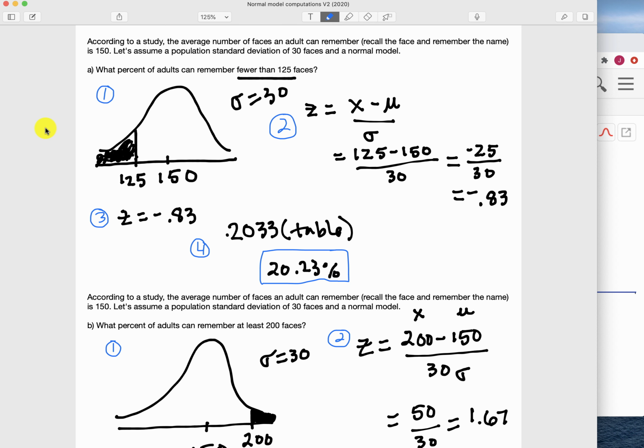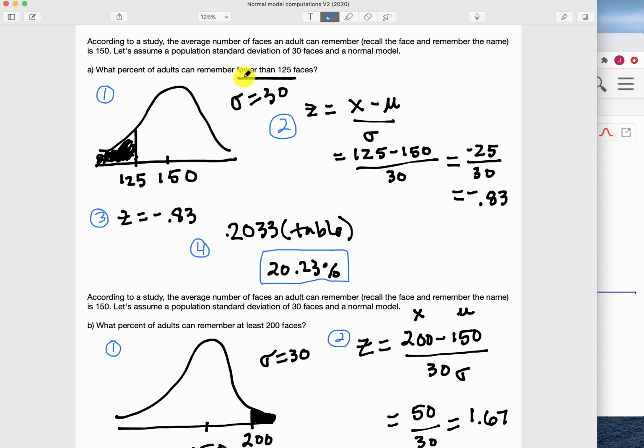I've set up some examples. The first one is, according to a study, the average number of faces an adult can remember, in other words, recall the face and remember the name, is 150. Let's assume a population standard deviation of 30 faces and a normal distribution, a normal model. First question, what percent of adults can remember fewer than 125 faces?